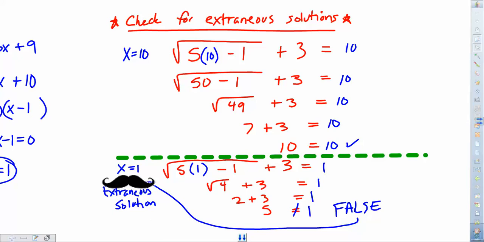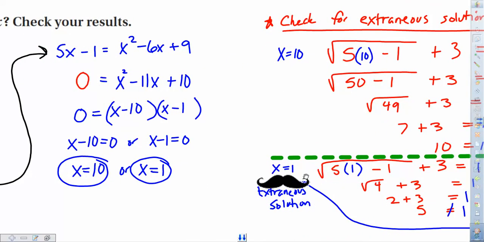So now what we can do is go over to this guy right here and say, sorry, you are not a correct solution, and the only solution that actually works here is 10. Okay? So, watch out for those extraneous solutions when you're trying to solve those problems. Okay? Good luck on 6-5.